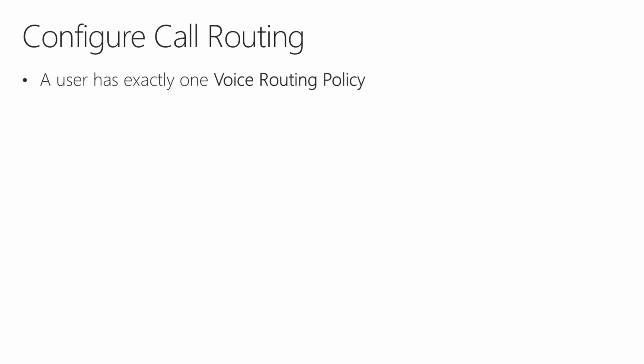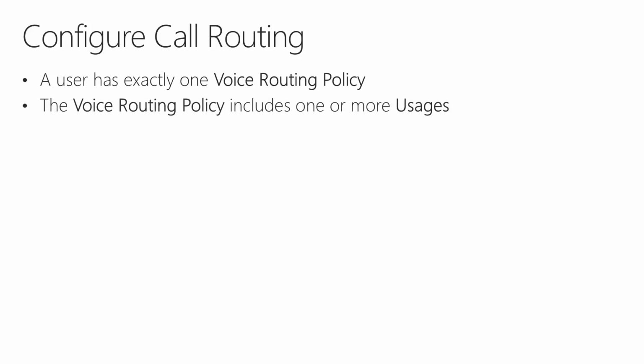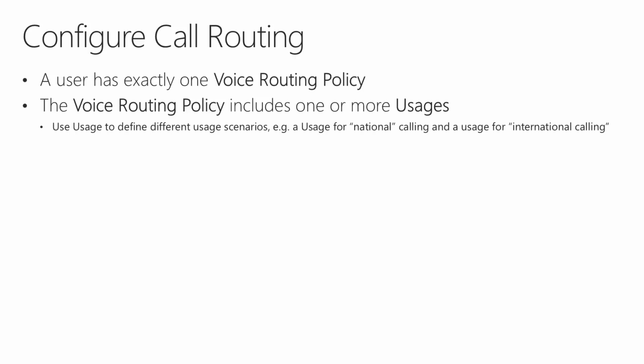Next, we need to configure the call routing. So we have here a couple of concepts that help us to configure which users can dial which kind of numbers and how they are routed. First, each user has exactly one voice routing policy that will define what this user is allowed to call and how the call is routed. A voice policy can include one or multiple usages. These usages are used for different scenarios.